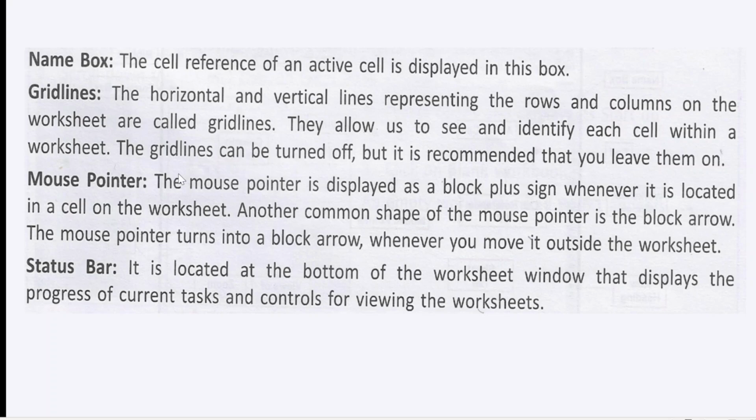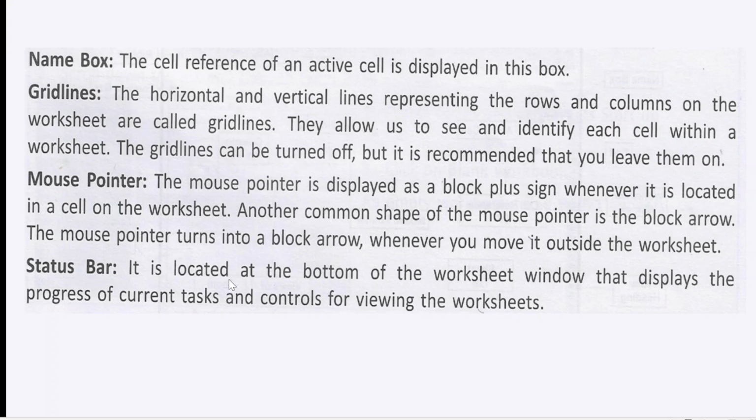Mouse pointer. The mouse pointer is displayed as a block plus sign whenever it is located in a cell on the worksheet. Another common shape of the mouse pointer is the block arrow. The mouse pointer turns into a block arrow whenever you move it outside the worksheet.